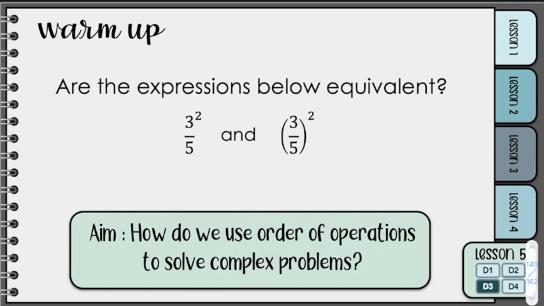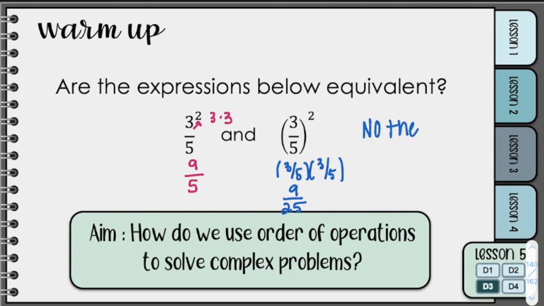So we have 3 to the second power, which would be 3 times 3. That would be 9 over 5. But here we have all of 3/5 to the second power, which means we do 3 over 5 times 3 over 5. We would get 9 over 25. So no, they are not equivalent.